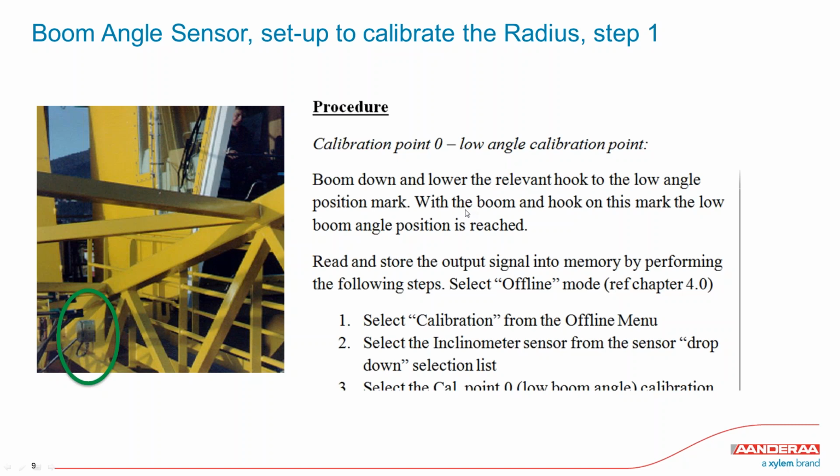Although the procedure is written in a different way, the basic of it is exactly the same. So step one on calibrating a boom angle sensor: the boom angle sensor mounted in a boom foot will measure the angle of inclination. The crane crew or slingers would like radius display. So the procedure will always be in the operating and maintenance manual. This is just sort of an extract of that manual.